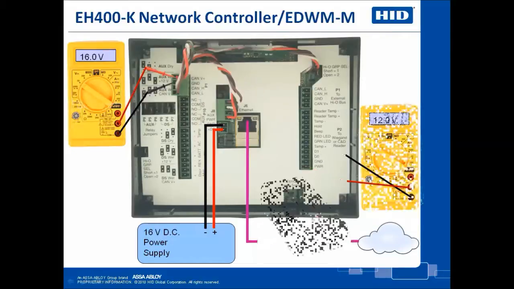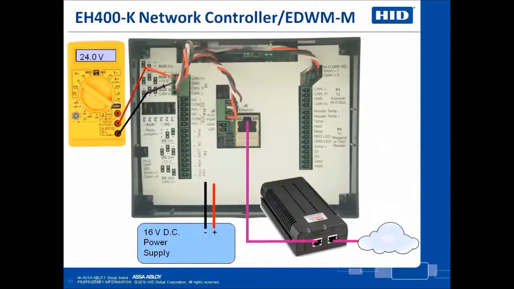For the remainder of this presentation, there is an assumption that the controller is powered over Ethernet, and as a result, the Hi/O bus will be 24 volts DC.